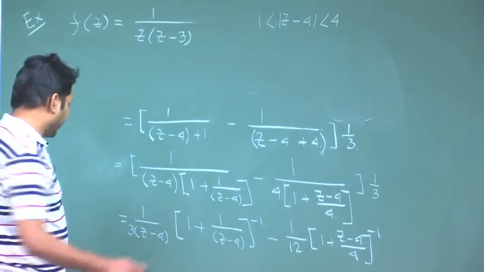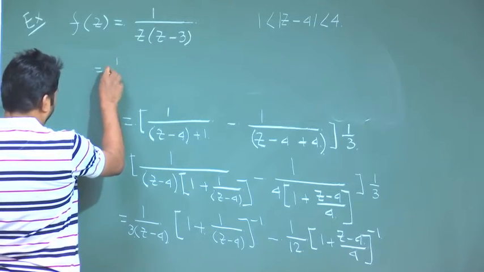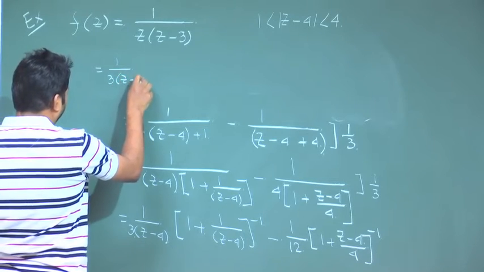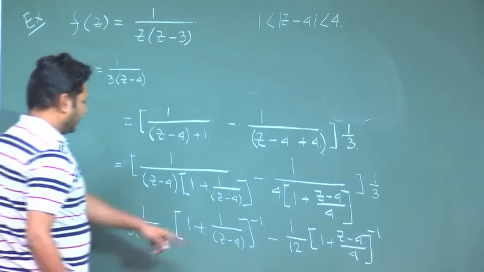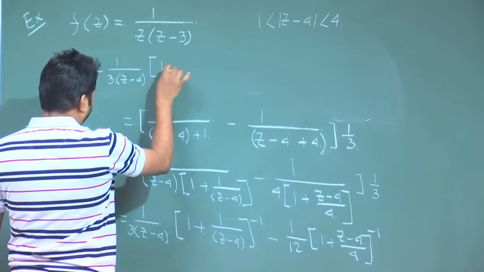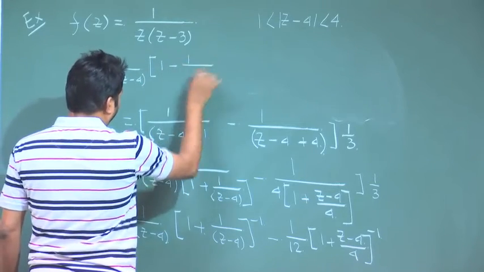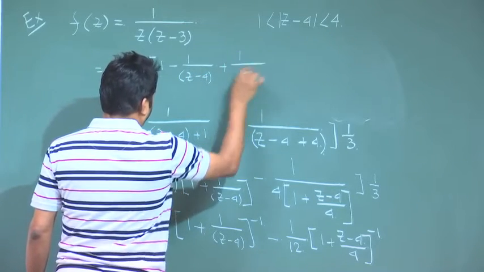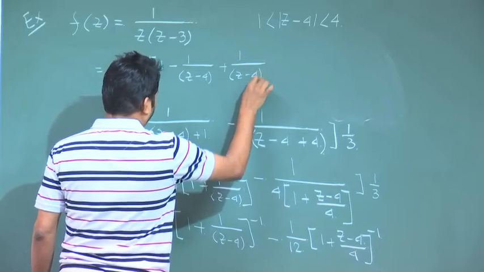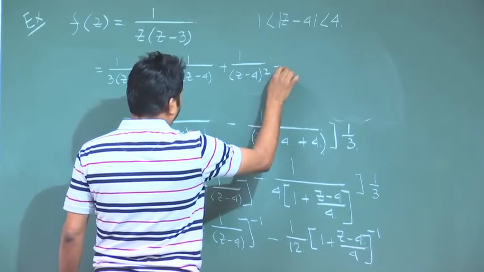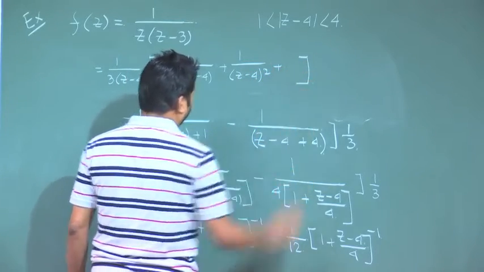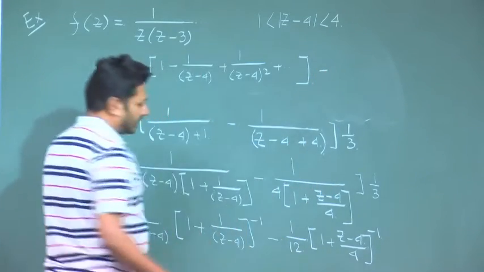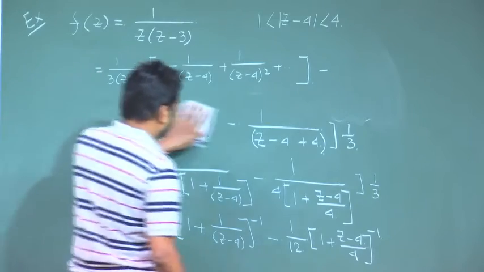Now, if I expand, it will be something like 1 divided by 3 (z minus 4), then this series which is 1 minus 1 by (z minus 4) plus 1 by (z minus 4) whole square and so on. This is one series, and another series we will have for the other term. So, let me erase this part.